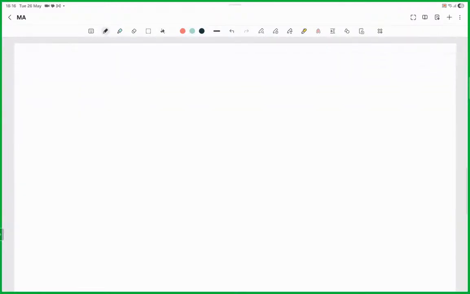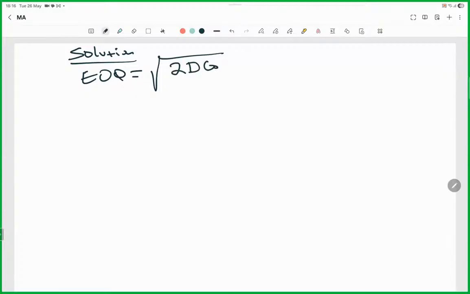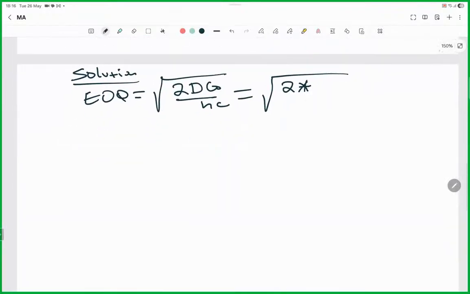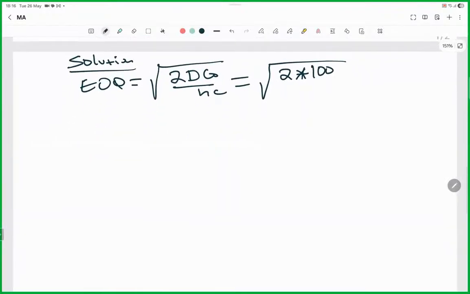First, you write there, solution. So we know that EOQ will be equal to the square root of 2DCo all over HC. So you write the square root of twice the annual demand. The annual demand has been provided. The annual demand is 1,000, and the cost per order is 100. Divide everything by the holding cost, which is 10.